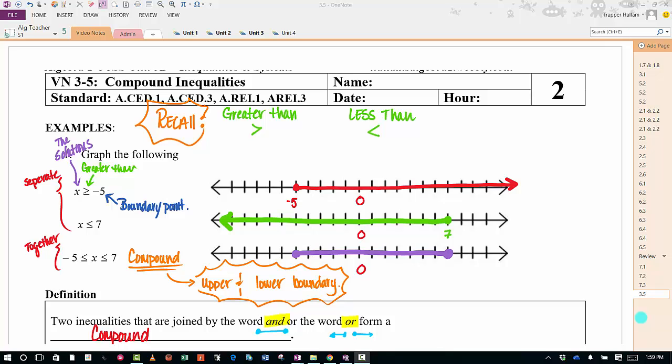Okay, hi and welcome to our notes on 3.5 compound inequalities. We're going to focus on what they are, but before we do that, let's get a couple of terms down that maybe we should talk about.